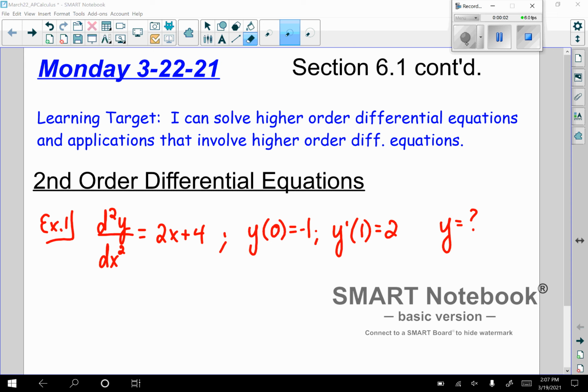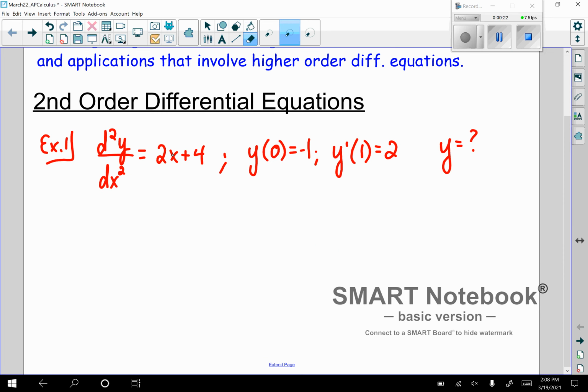Hello everyone, here are some more examples from section 6.1 where we get into something called second order differential equations, where we're now given the second derivative and we have to work backwards to determine the equation for y. So I'm going to copy down this first example.